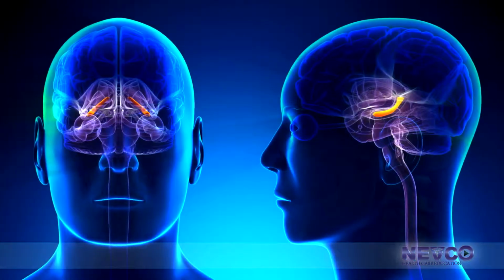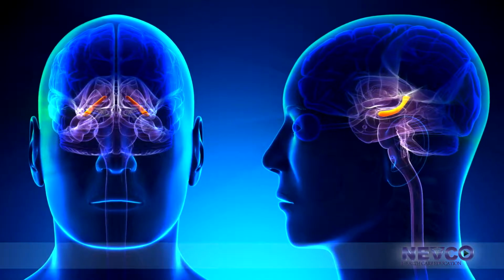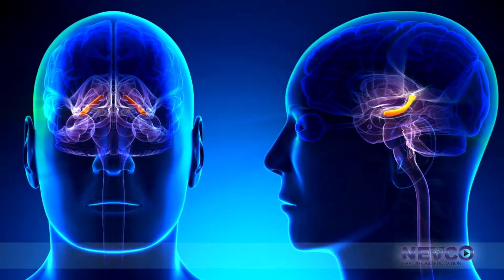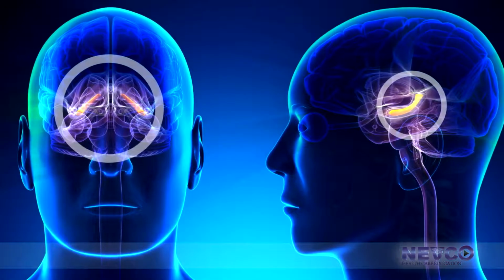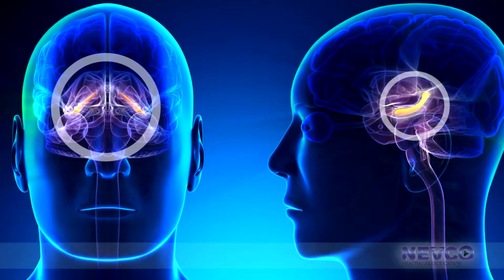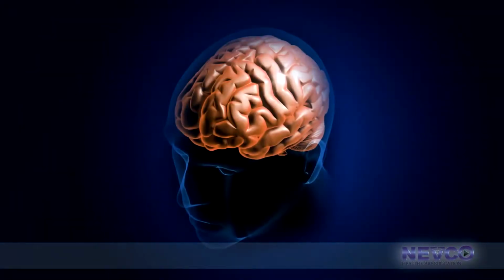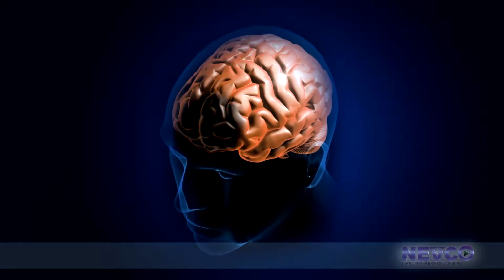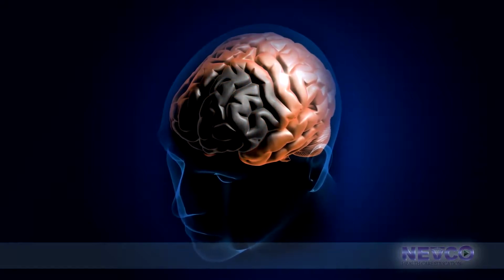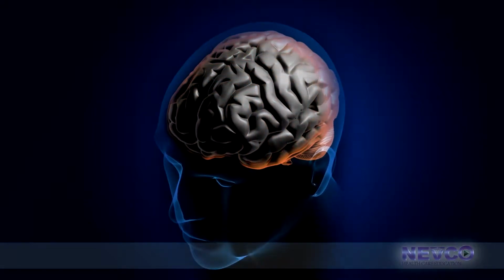For example, short-term memory fails when Alzheimer's disease destroys neurons in a part of the brain called the hippocampus, while language skills and judgment decline when neurons die on the outer surface of the brain called the gray matter or the cerebral cortex.